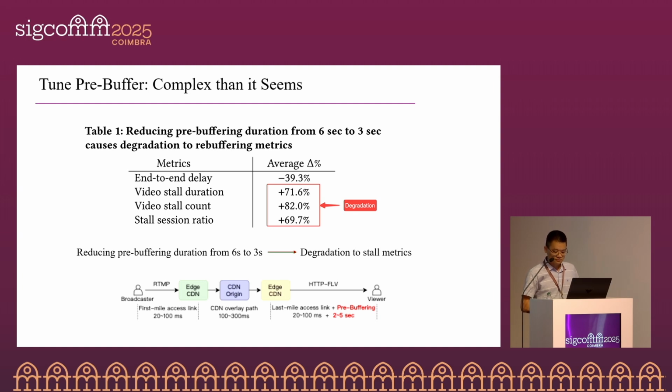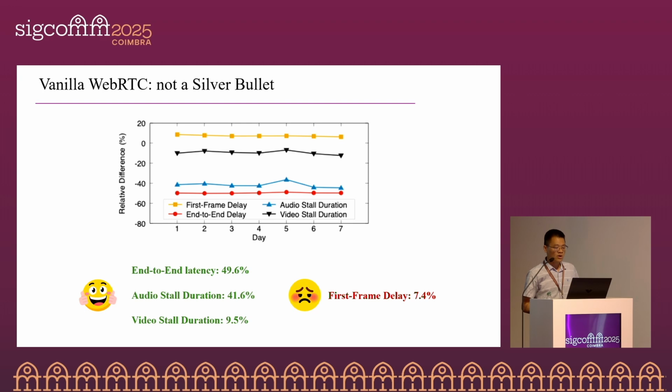This challenge motivated us to pursue a fundamental protocol upgrade. WebRTC, with its ability to deliver sub-second latency, seemed to be a promising alternative. To evaluate its potential, we implemented a preliminary streaming solution called Vanilla WebRTC. In our system, we also call it Vanilla RTM.